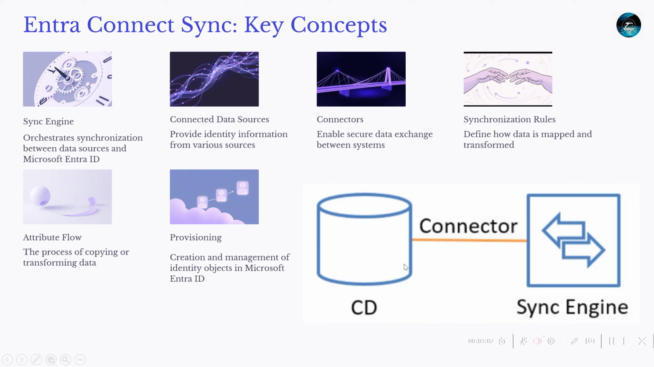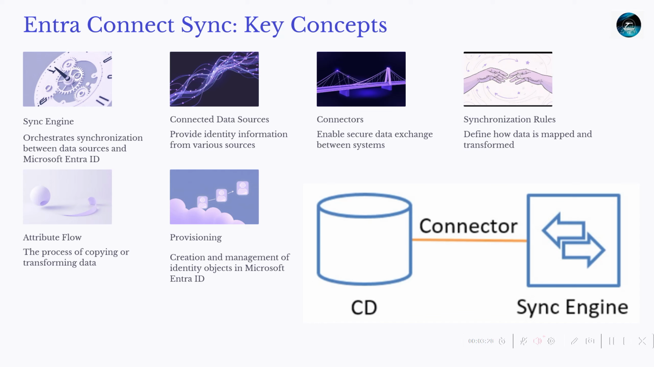Next is attribute flow. The process of copying or transforming data between the connector space and the metaverse is called attribute flow. Another key concept is provisioning. The creation and management of identity objects in Microsoft Entra ID based on the synchronized data is called provisioning. The image here shows how a connector connects a connected data source to the Sync Engine.